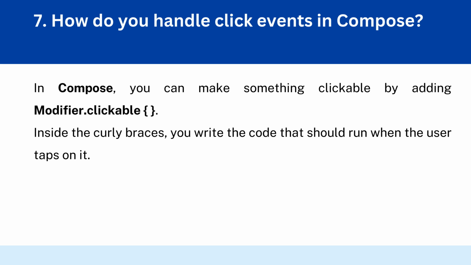How do you handle click events in Compose? In Compose, you can make something clickable by adding Modifier.clickable. Inside the curly braces, you write the code that should run when the user taps on it.